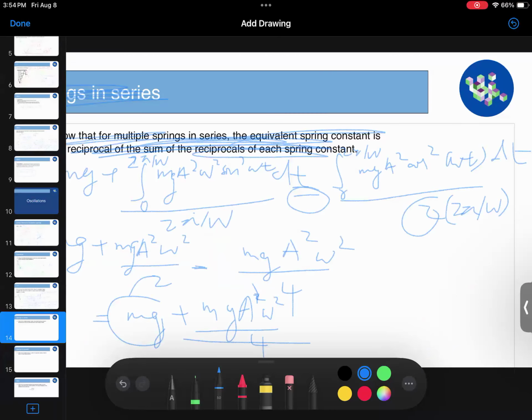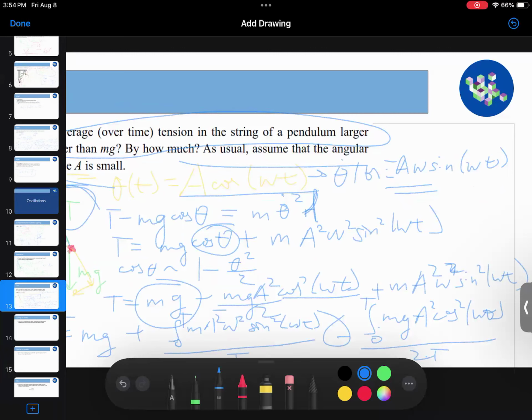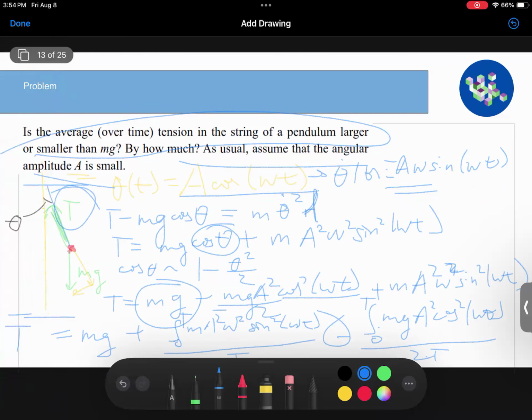Does that make sense? Well, kind of, but my point was that we don't just use energy. We use the fact that tension has to provide the centripetal force, and we combine that with the fact that we know the speed of the ball using energy and the gravitational force, and then we know our mv squared over r. That was my point.